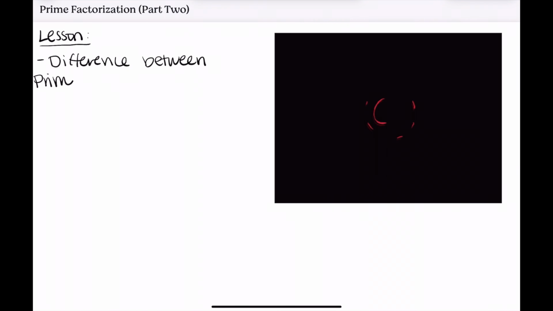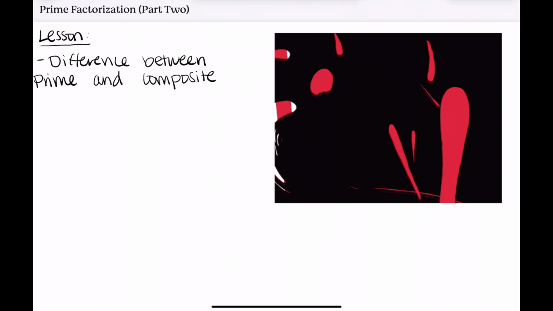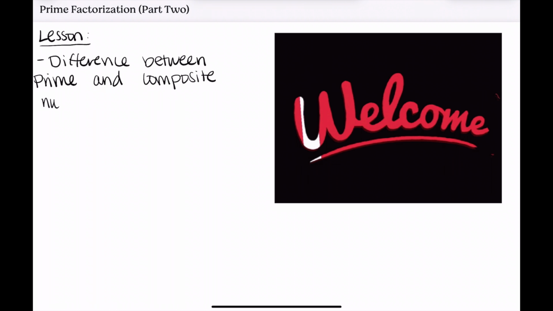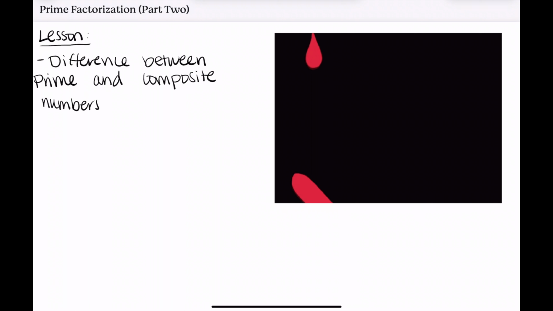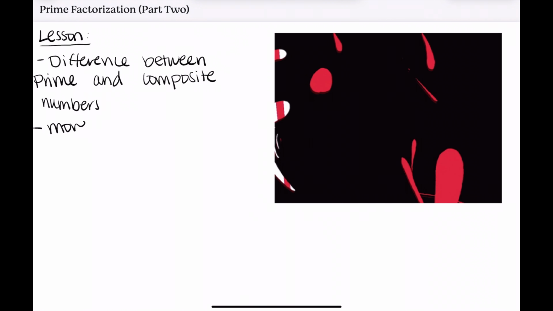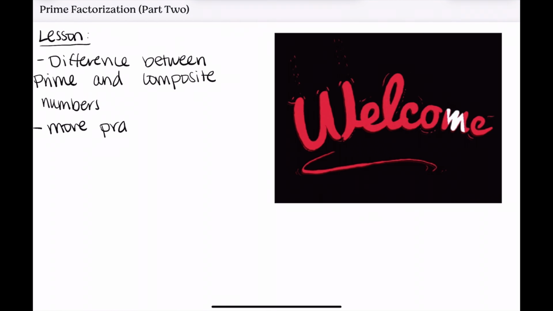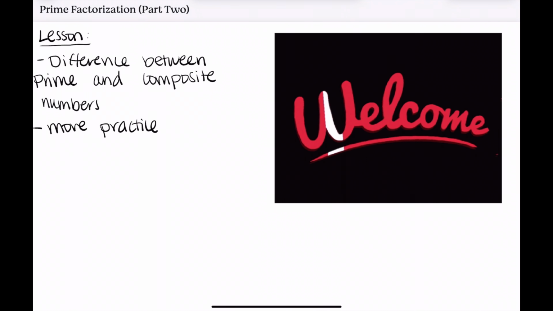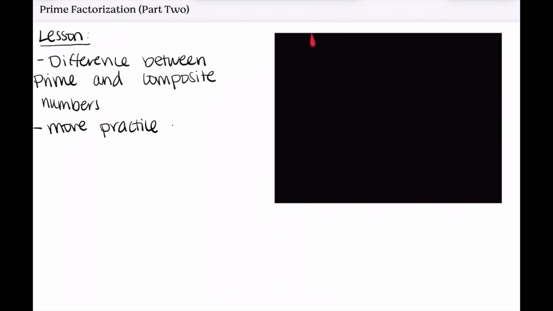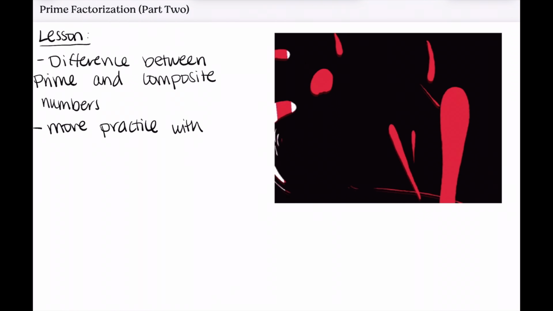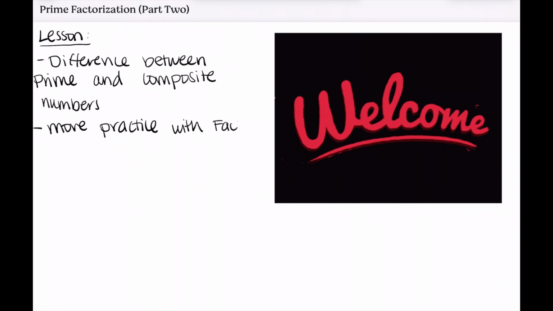First off, we're going to go over the difference between prime and composite numbers. We defined prime numbers in the last video, so if you haven't watched that one yet, I would recommend going back to that one because we defined prime numbers and did some basic examples. Today, we'll go through the difference between prime numbers and composite numbers, as well as doing more practice with the factor trees that we started doing last time.